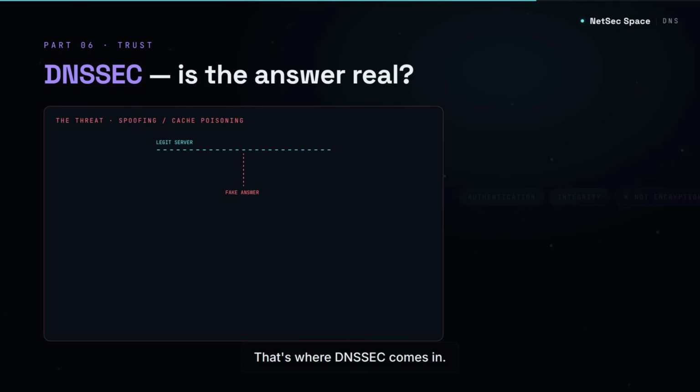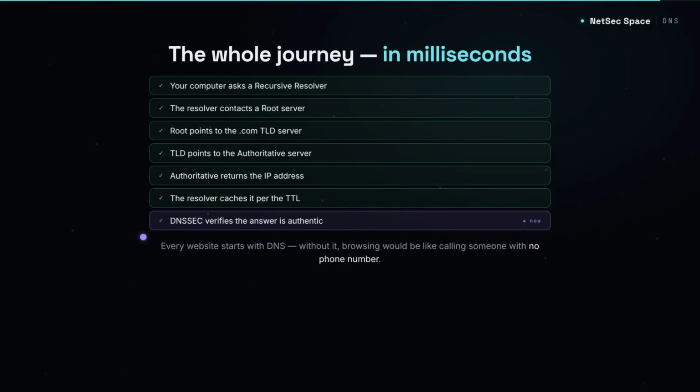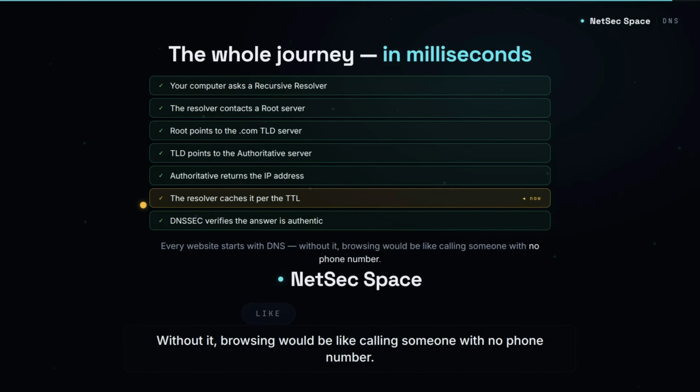The resolver caches the result according to the TTL. And finally, DNSSEC, when deployed, helps verify that the answer is authentic. All of this typically happens in just a few milliseconds. It's one of the fastest and most important systems powering the internet. Every website you visit starts with DNS. Without it, browsing the internet would be like trying to call someone without knowing their phone number.